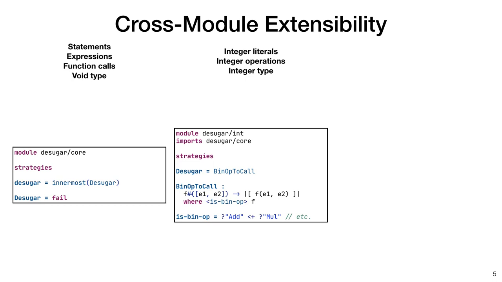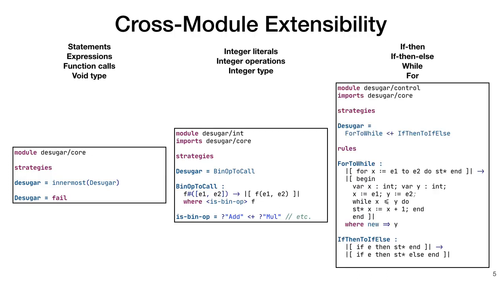Let's add another extension to the language. In this case, we'll add some control flow statements. Again, we import the desugar core module to extend the capital desugar rules with two new rules. One to desugar a for loop to a while loop, and the other to desugar an if-then to an if-then-else with an empty else. These extensions can both be imported and their contributions to the capital desugar rules will be merged by the compiler.